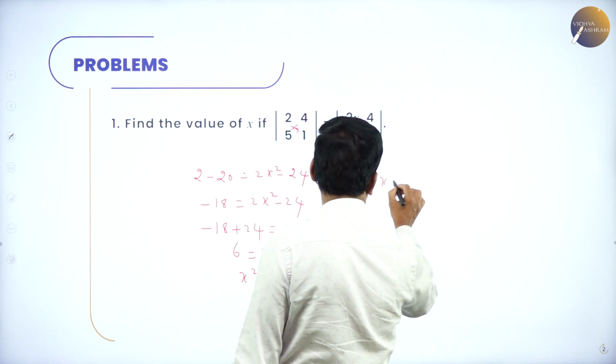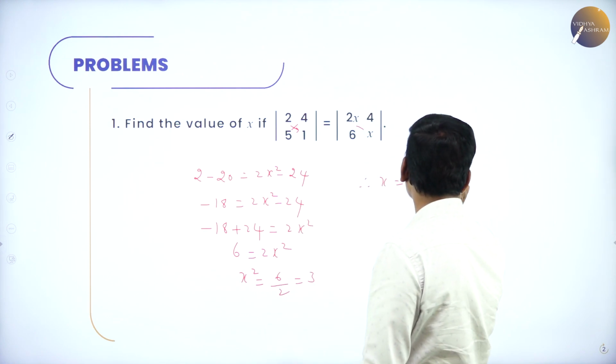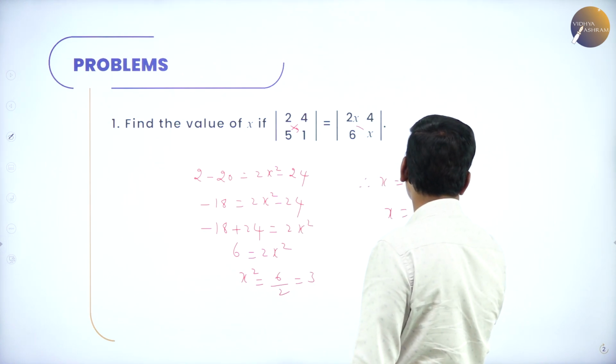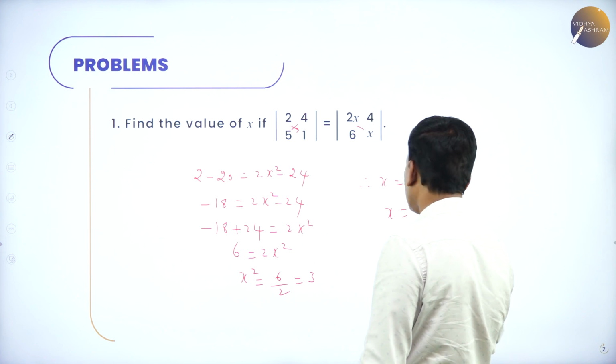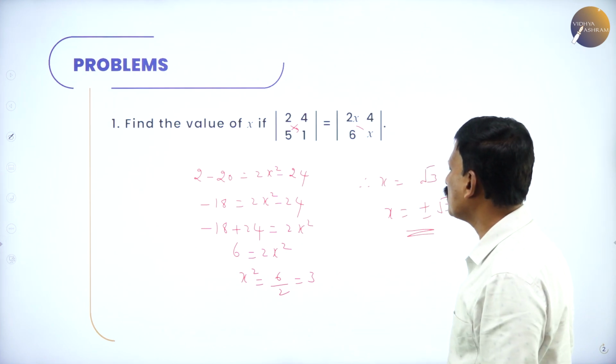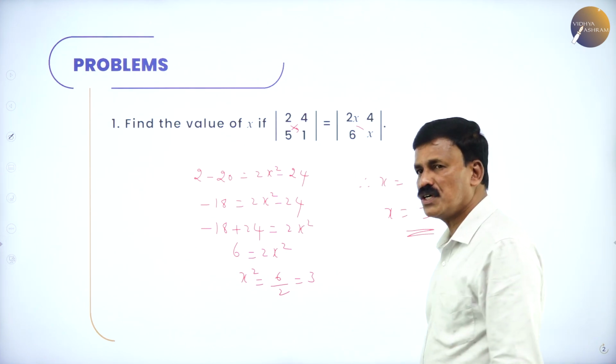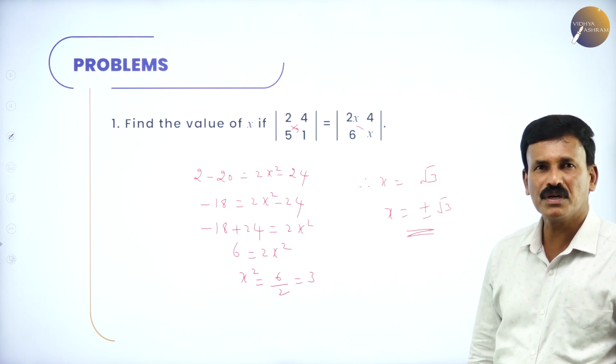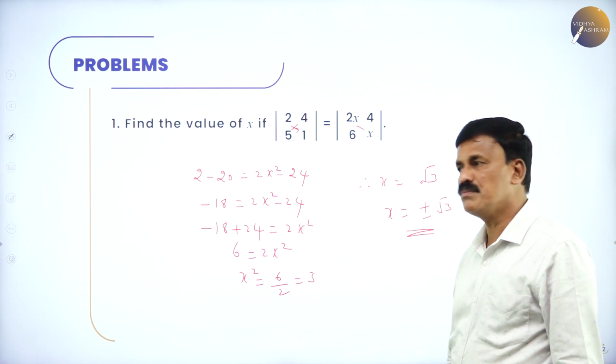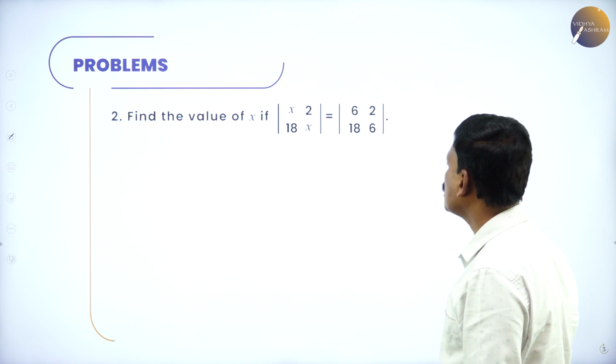Therefore, the value of x is equal to root 3. So you can write x is equal to plus or minus root 3. The value of x is equal to plus or minus root 3. So this is how we are going to solve a 1 marker. Let us take a similar problem based on this concept. Let us take this problem.